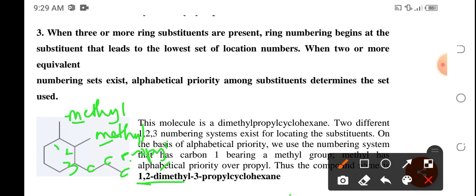Why we are using di? Kasi nga dalawang methyl group yan. Always bear in mind, if you are using the di, you should have 2 locants, and 3 propyl for the last substituent. The name of the parent chain is cyclohexane because of the hexagon ring structure.